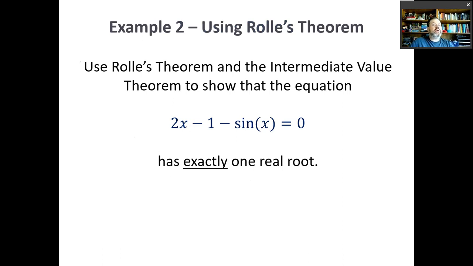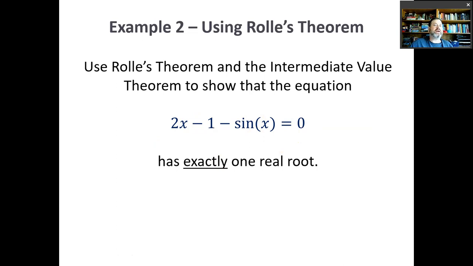All right, so now we're going to look at a more advanced use of Rolle's theorem. So we're going to use Rolle's theorem and the intermediate value theorem together to show that this equation has exactly 1 real root. So the term root means that the function crosses the x-axis. But what we're saying here is that it has 1 solution. So there's exactly 1 value of x that makes this true without graphing it.